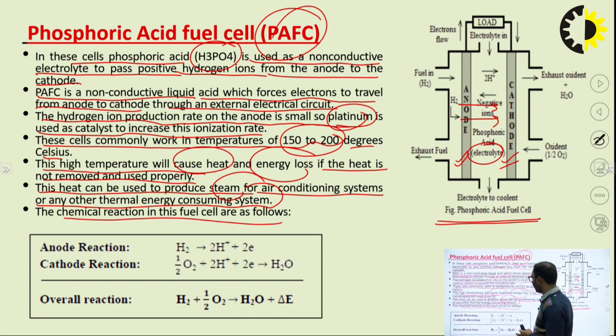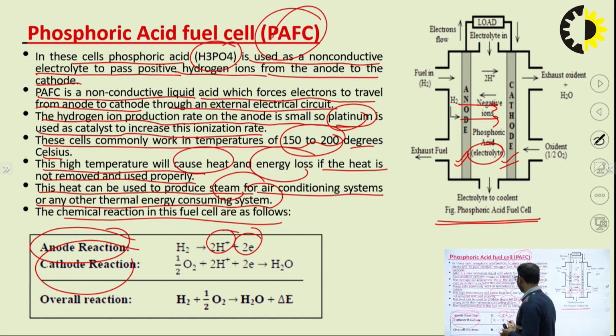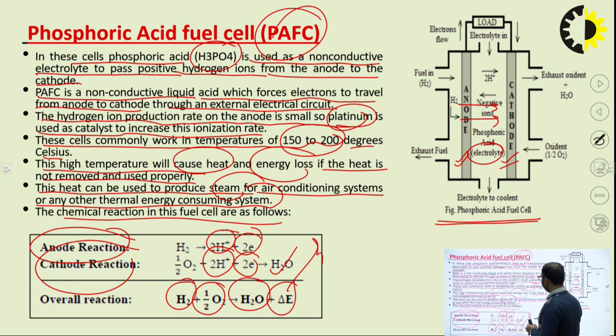Here the reaction at the anode side is hydrogen breaking into 2H plus and 2 electrons, and the cathode side reaction is half O2 combined with 2 H plus and 2 electrons to give H2O. So the overall chemical reaction of the phosphoric acid fuel cell is hydrogen plus half O2 producing H2O and delta E, and this delta E can be used for the production of electricity.